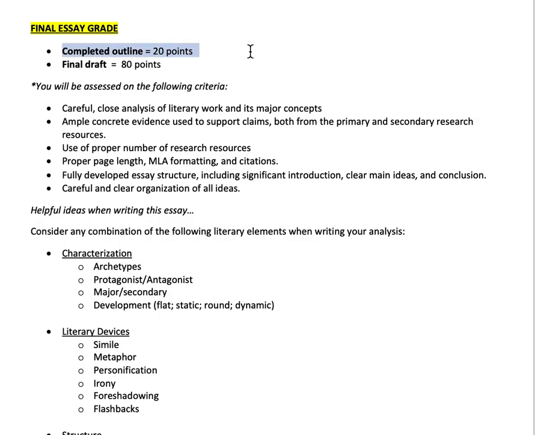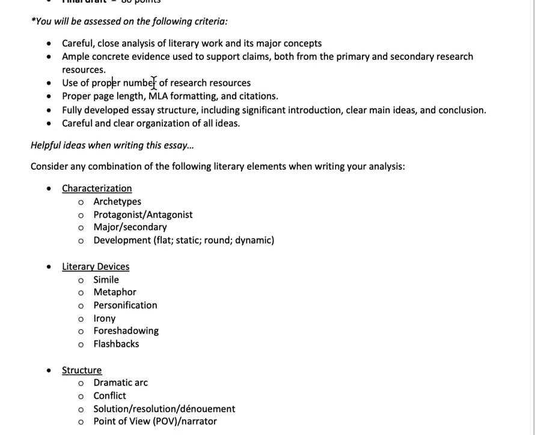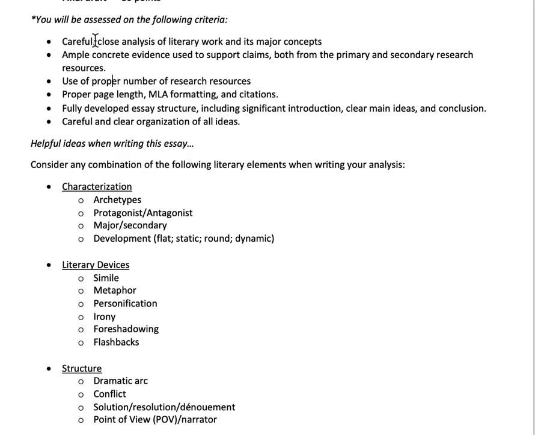For your essay, you're going to have an outline in this unit, so that will be, I think, 20 points, and then your final draft altogether counts as 80 points. And you're assessed on making sure you have close analysis of the work and its major concepts, good evidence from both the primary and secondary sources to support your claims, proper number of sources, proper length, MLA, citations, fully developed essay structure, including an introduction, main ideas, and a conclusion, and careful organization of all ideas.